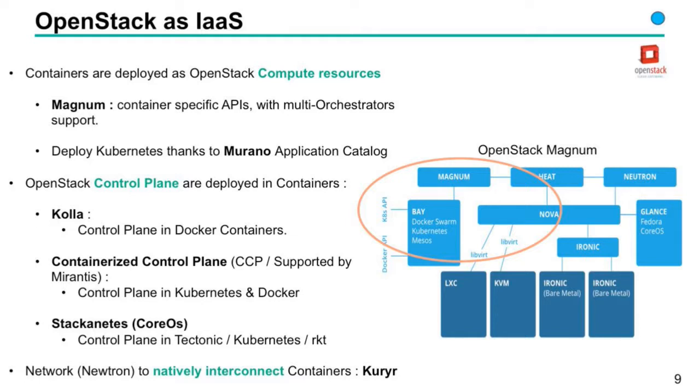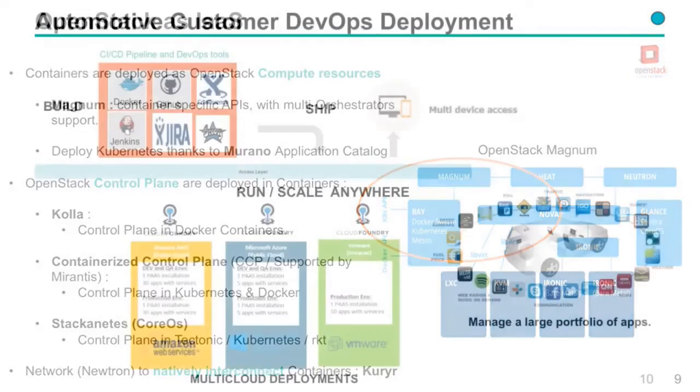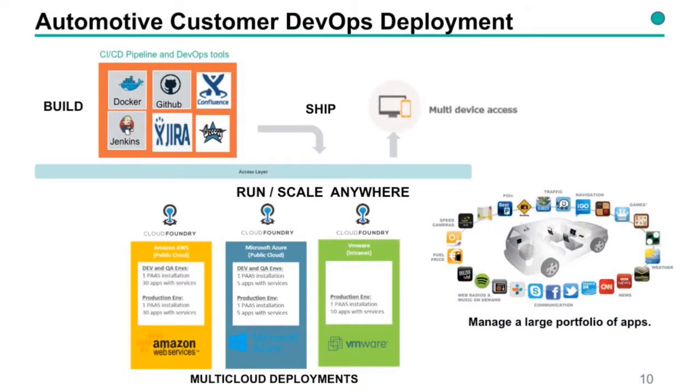Stackanetes is supported by CoreOS. They have chosen to leverage also Kubernetes, but also Tectonic and rkt as a container runtime engine. At the third plane, we have the networking, which interconnects either your compute containers or your controller containers. This is enabled by Kuryr, which maps the container networking API to the OpenStack Neutron API.